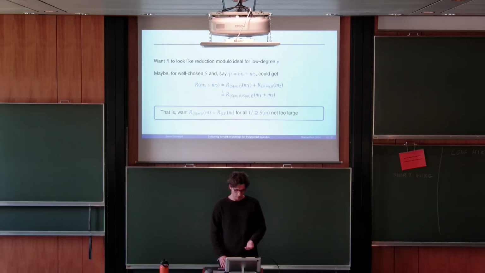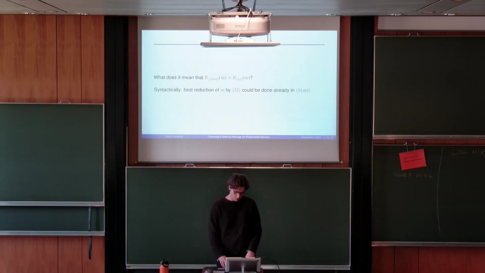So the technical property we want is that reducing a monomial modulo its ideal is the same as reducing it modulo a larger ideal, which is generated by a larger subset of vertices in the graph. Again, this is not quite the correct motivation for why you want this property. It gets a bit more technical than this, but it's a good guiding intuition to have. So this is a very syntactic condition as it is. You're saying that the best reduction of M by this ideal U could be done already in the smaller ideal S of M.